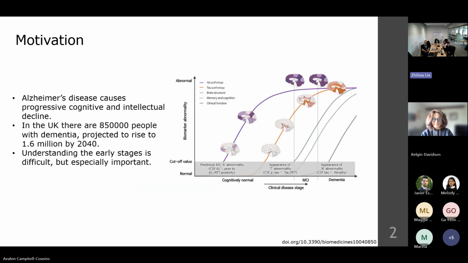So as Melody did an amazing introduction on Alzheimer's disease, pointing out how much of a burden it is emotionally and financially, not just in the UK, but across the world, with this projected to only increase as time goes on and people live longer lives. And understanding the early stages of Alzheimer's disease is so important because, as treatment becomes available and develops, we can provide it at an earlier stage before significant damage has been done.